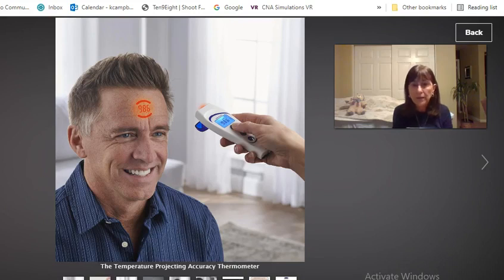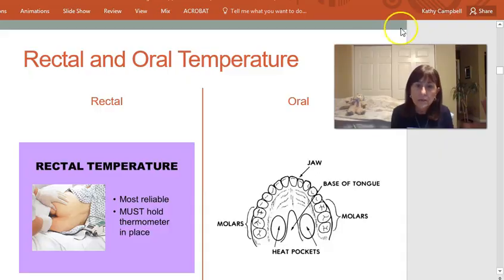Okay, as we know, we're using a lot of thermometers that are non-contact that you just put across the forehead. So just watch, because the older ones, you had to touch the forehead. So that could get confusing. Okay, and we could also take temperatures rectally, although we hardly ever do that.